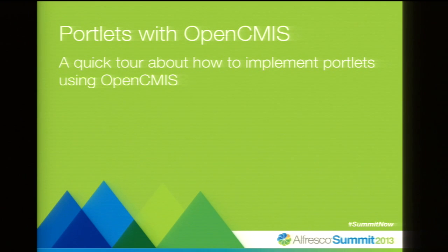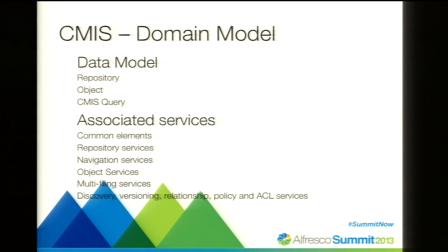OpenCMIS is an implementation of the Content Management Interoperability Services standard provided by the Apache Software Foundation. The model is based on the concept of the repository. We have the object, and we have some services in a very similar way to Alfresco. So we have services to navigate the content, to invoke changes on content, and to associate content.